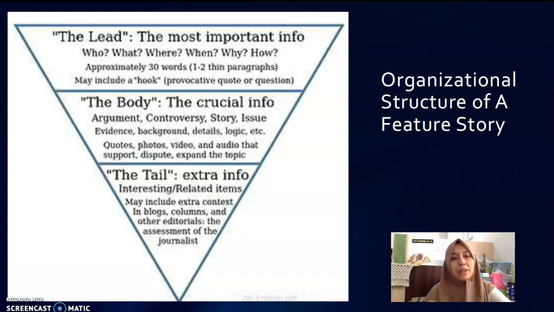Next, after the lead, you may want to talk about the body. What's called the body basically includes the arguments or the stories of what makes this person interesting. For example, you want to make it in an argument way, or argument-like paragraphs. So you may want to talk about the points of what makes this person amazing. For example, you talk about ibu kantin at your school.